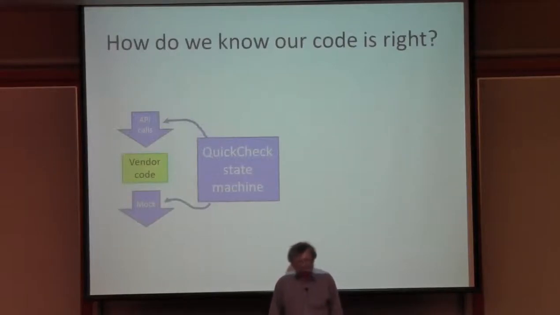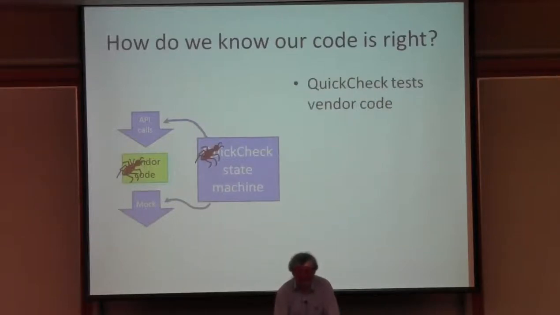Okay. How do we know that our specifications are right? We're writing, I said, 15,000, 16,000 lines of code. Of course, it's full of mistakes when we first write it. So when a test fails, what that tells us is there's a bug either in the vendor code or in our specification. And bugs in the specifications are very common. So we need to decide which is it.